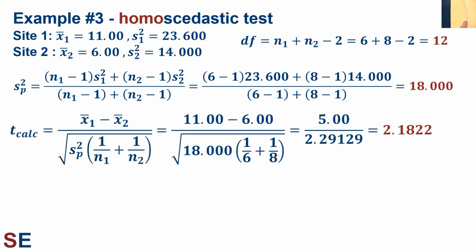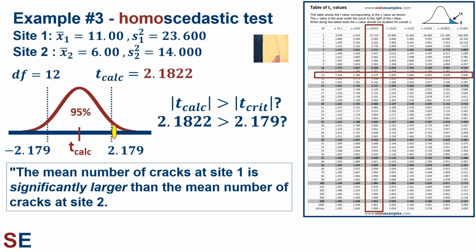Then we plug the pooled variance into the equation shown along with the sample means and sample sizes to get a final t-calculated value of 2.1822. Comparing our t-calculated value to the critical values for 14 degrees of freedom, we can see that the 2.1822 is slightly more extreme than 2.179, which is the critical value for an overall alpha value of 0.05.